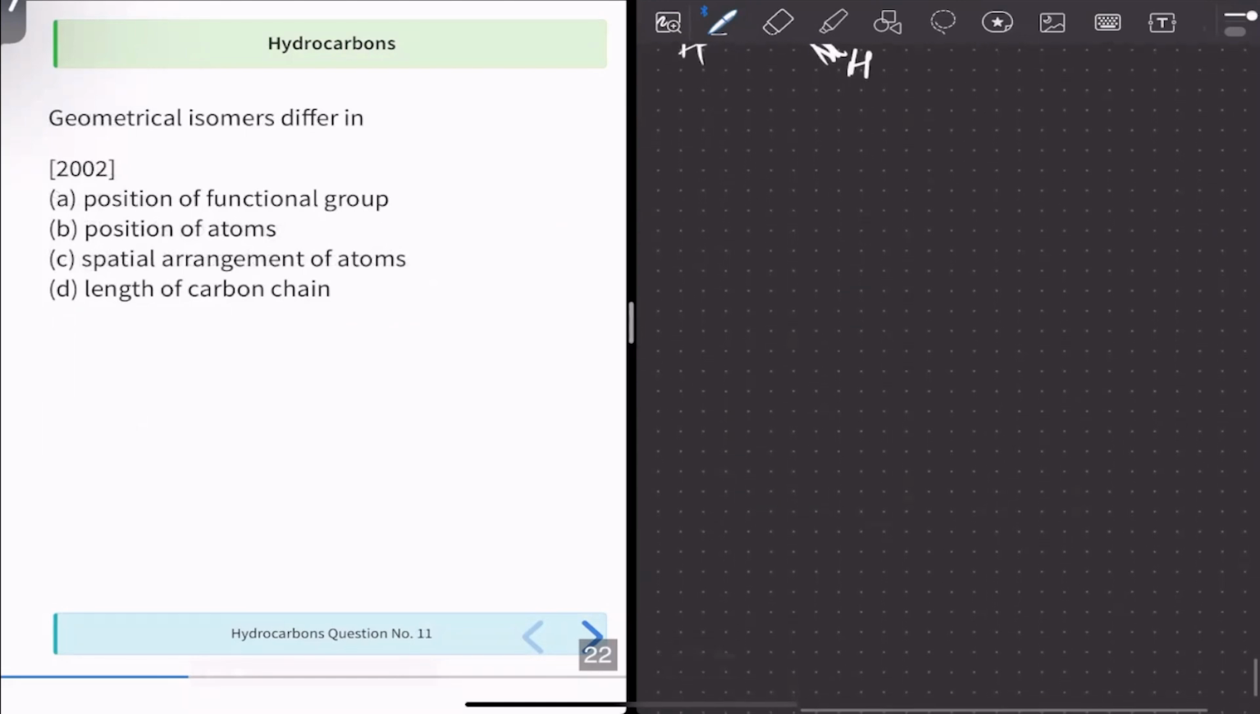Geometrical isomers differ. So, what type of isomers are geometrical isomers? Geometrical isomers are a type of stereoisomers or spatial isomers, right? They differ in spatial arrangement of atoms. So, option C is correct because they are stereoisomers.